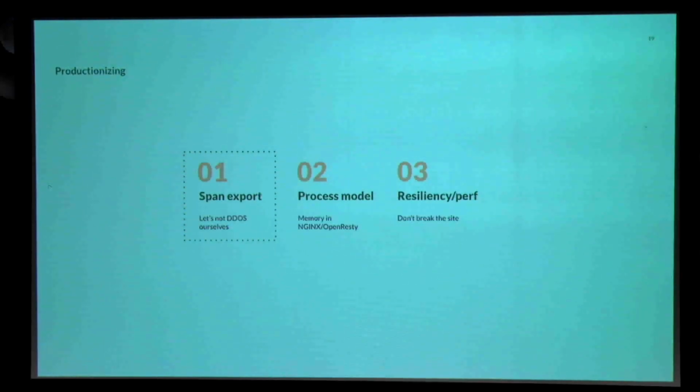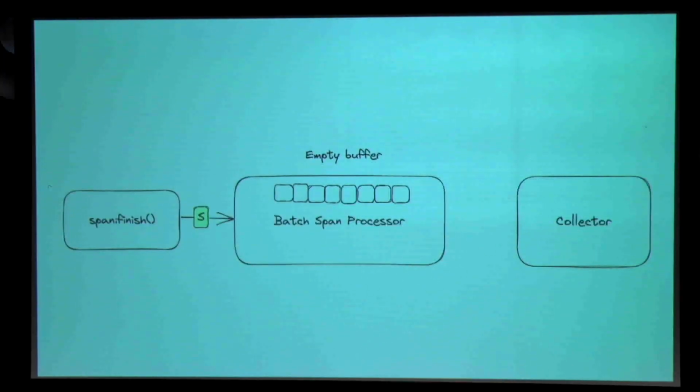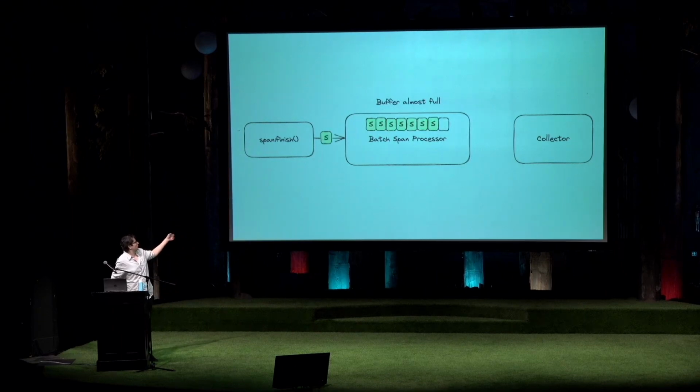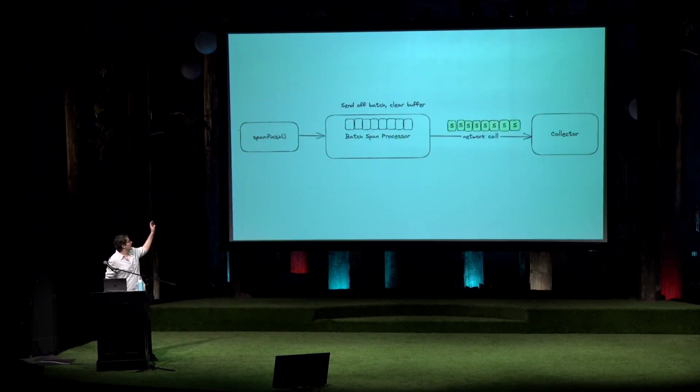If we were going to send a request to the collector on every request, that would be DDoSing ourselves. So fortunately, OpenTelemetry SDKs use a construct known as a batch span processor, so we wanted to use that. If you're not familiar, when you finish a span, that span goes into a batch span processor, which has a buffer somewhere in memory, and there's slots for spans to go into. And as it fills up, it will eventually reach a threshold, at which point it will export the spans. You can export spans however you want, but a network call is usually conventional. And then the buffer empties out.